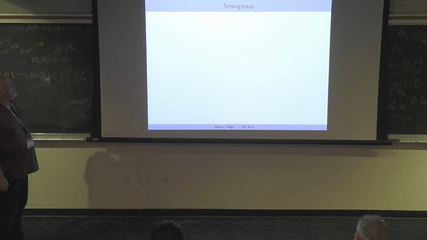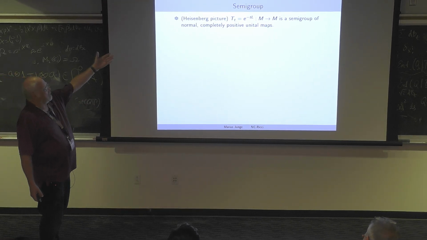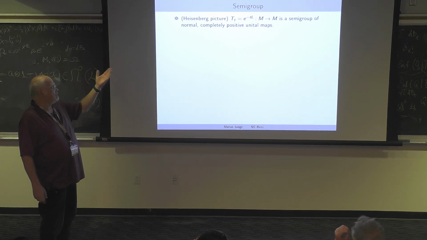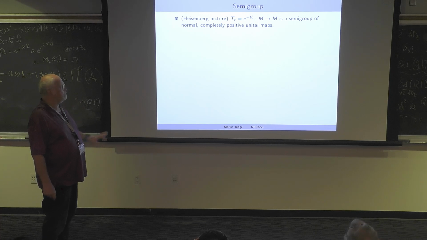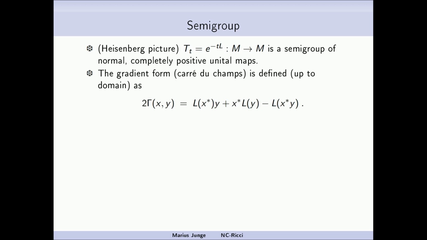Okay, good. A semigroup, very easy to define. It's a map from M to M with a generator. I use the minus tL convention. That is debatable, but that's what I'm using today. So these are normal, completely positive maps, unital. What does normal mean? I will talk about normal in a second.